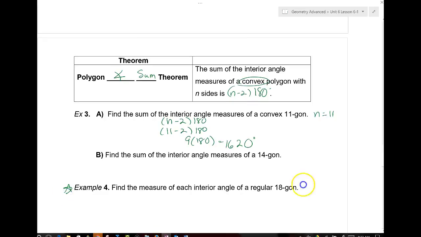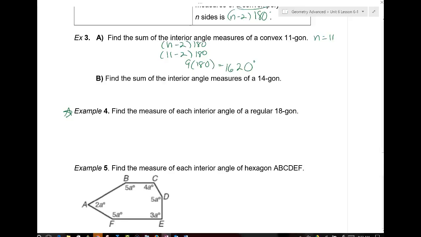This next example, I'd make sure I pay attention to. It says, find the measure of each interior angle. Now notice it says each interior angle of a regular 18-gon. Help me out, people. How can I find an interior angle of a polygon? Find the sum first, right. So exactly, I'm going to find the sum first here. I'm going to go n minus 2 times 180. But what would I have to do to that sum? Divide it by the number of sides, right?